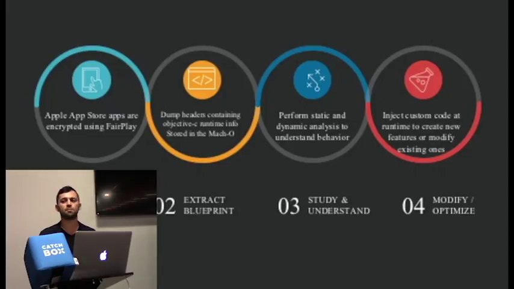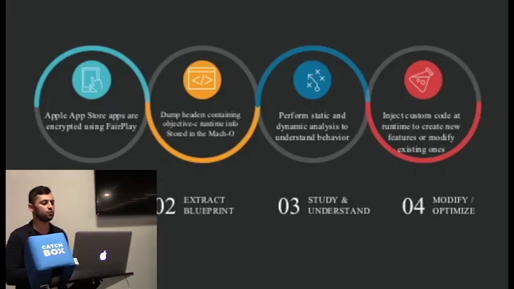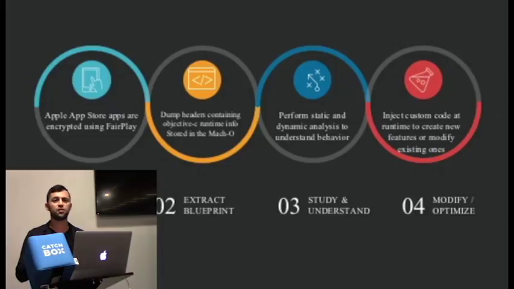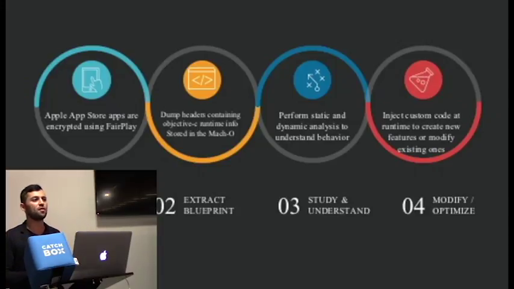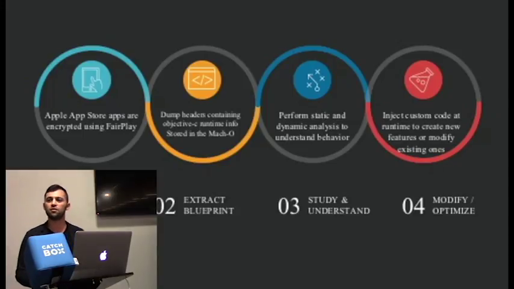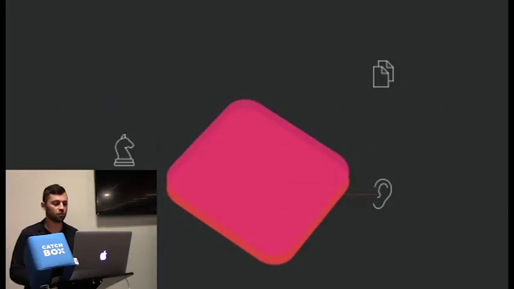So there are 4 steps when you're trying to reverse engineer an application. 4 basic steps could be divided into what you see on the screen in terms of decrypting the application. You have to get the blueprint, study and understand it, and then once you understand it, you get to modify it and optimize it the way you want. Either create a new feature, change the way an existing feature works, and so forth.